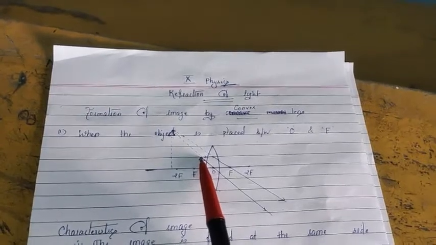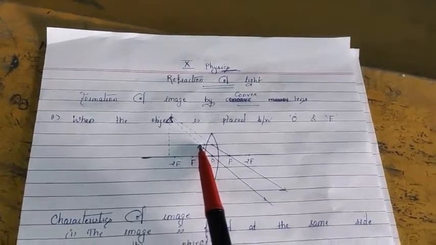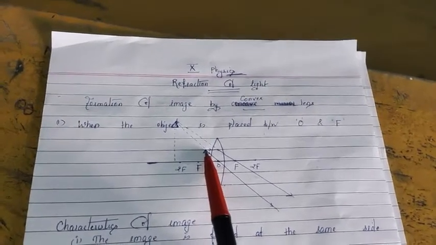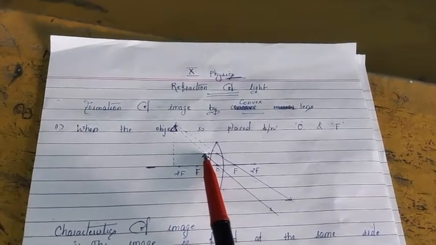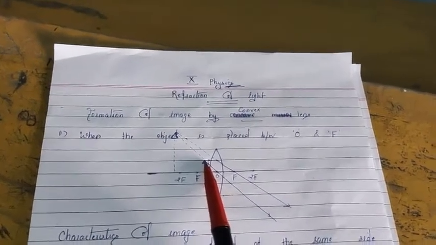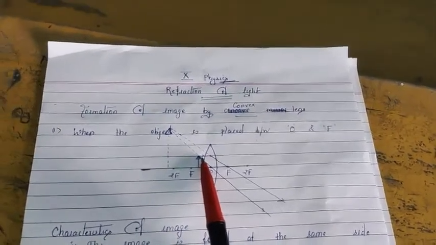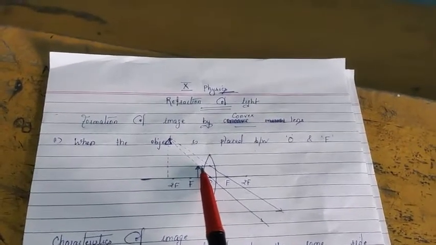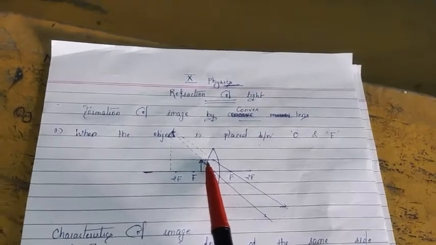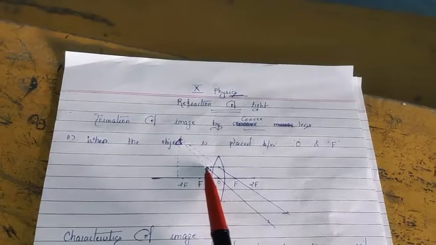From head of the object we will have to select 2 incident rays, so that we will get 2 refracted rays, and we will see whether the 2 refracted rays actually meet or appear to meet. If the 2 refracted rays actually meet, then real image is formed, and if the 2 refracted rays appear to meet, then virtual image is formed. So from this one we have to select 2 incident rays.